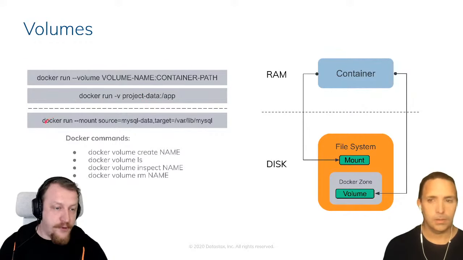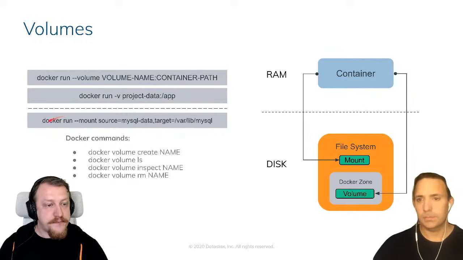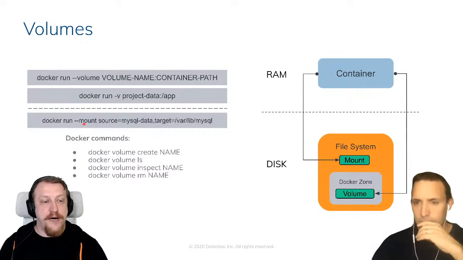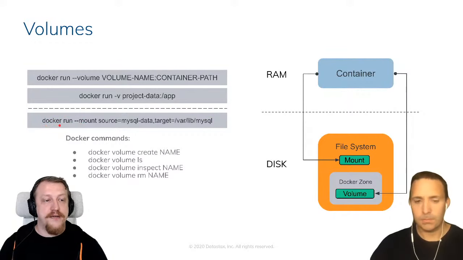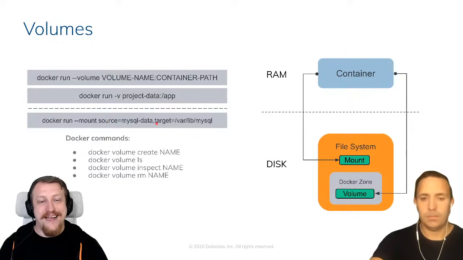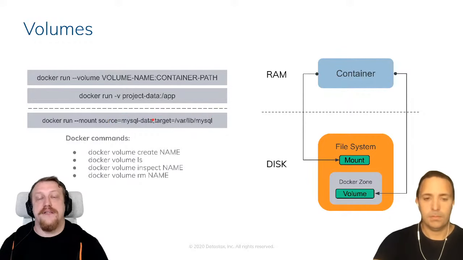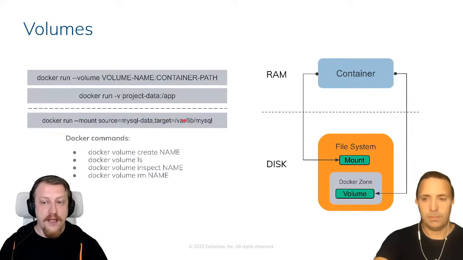And another approach, which is now recommended, is to use dash dash mount, as in the third example. So we can go with docker run --mount source, that will be the name of the volume, and target, that will be the target path. So exactly the way to attach this volume to the container. Very good.